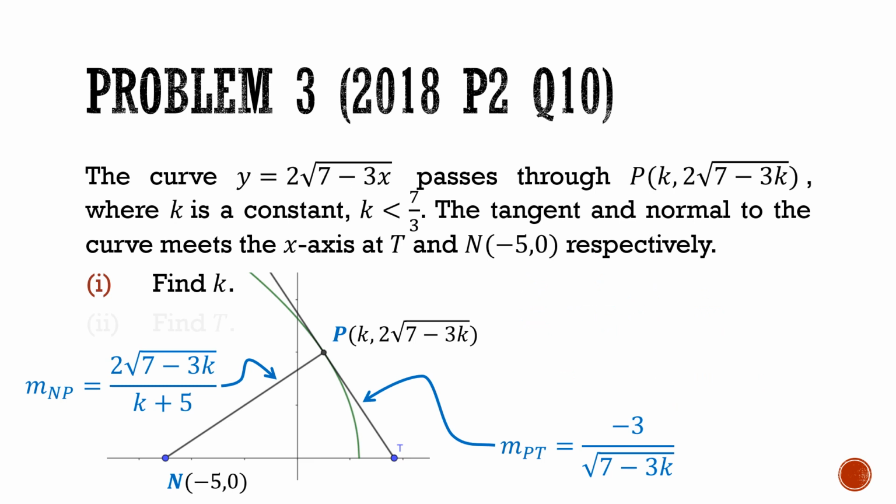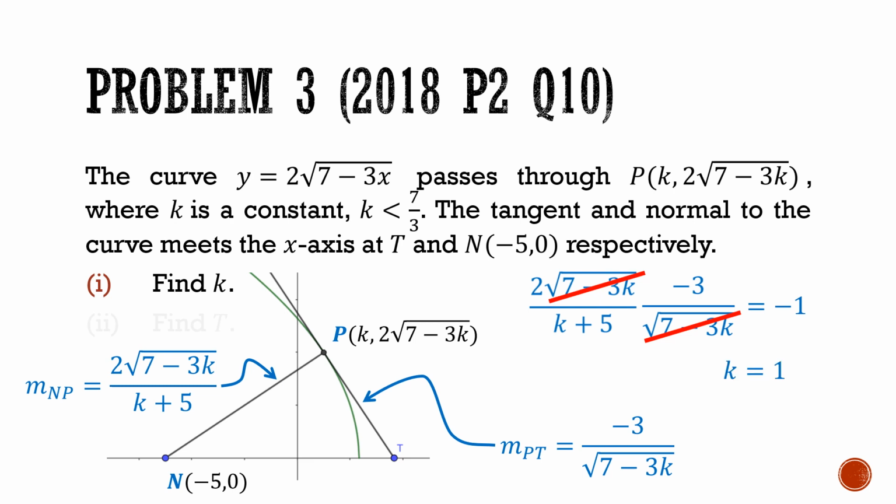Now that we have found both gradients, we'll take their product, and that will give us -1 because they are perpendicular. The square root of 7 minus 3k can be cancelled from the numerator and denominator. This gives us -6 over (k plus 5) equals -1. We just have to make k the subject, and the answer will be k equals 1.